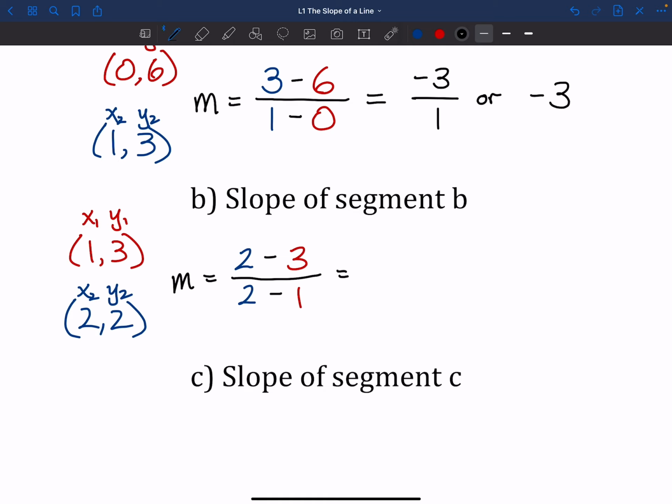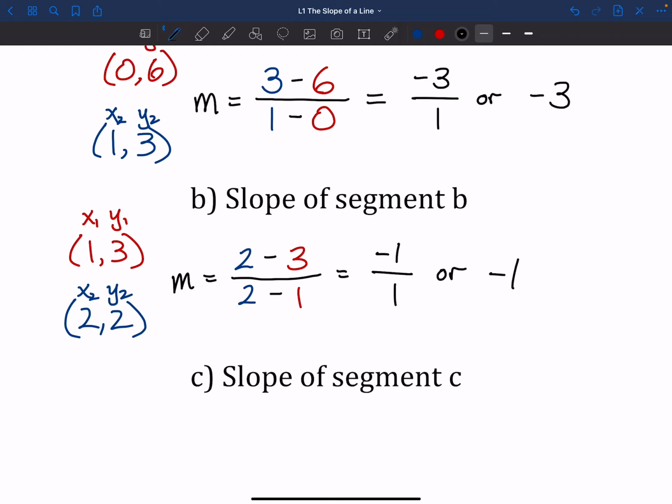So up top, 2 minus 3 gives us -1. 2 minus 1 gives us +1. And again, we can leave it as -1 over 1, or we could simplify that to just be -1. Either one will work.